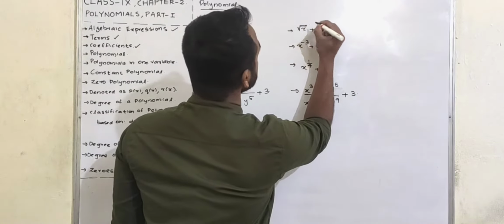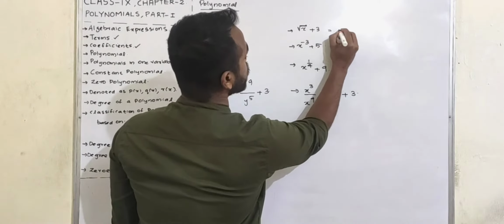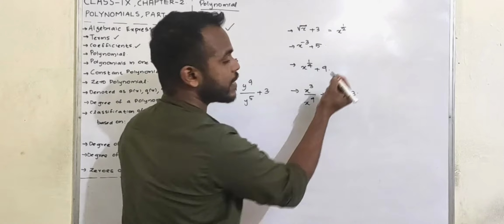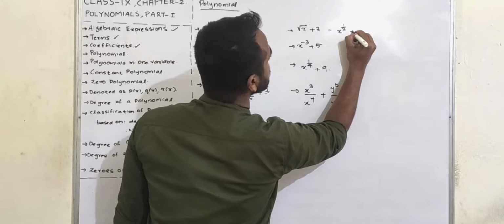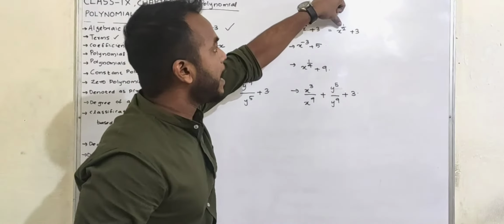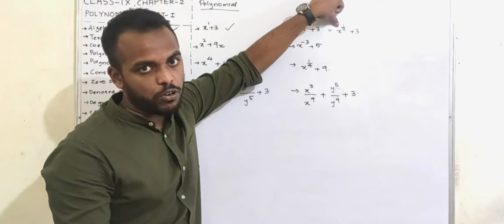Coming to this example, root x plus 3. What is root x? Root x is nothing but x raised to 1 by 2, plus 3. And the power of x is 1 by 2, which is not a whole number.